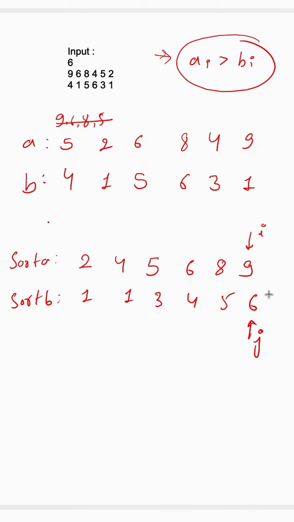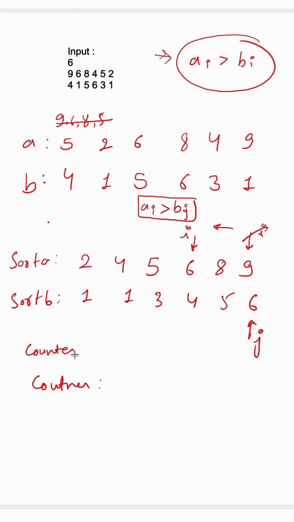Let's find what are the possible values of A of I so that we can keep it with B of J. We can keep 9 with 6, okay, that is fine. We can keep 8 with 6, that is also fine. We can keep 6 with 6, no, this is not fine. So we will check for a condition that A of I is greater than B of J. For this condition we are going to move this pointer from right to left. So this pointer will be valid till here, and when it will reach here it will not move further.